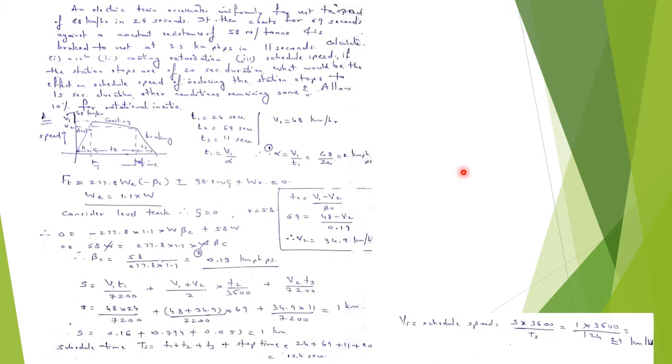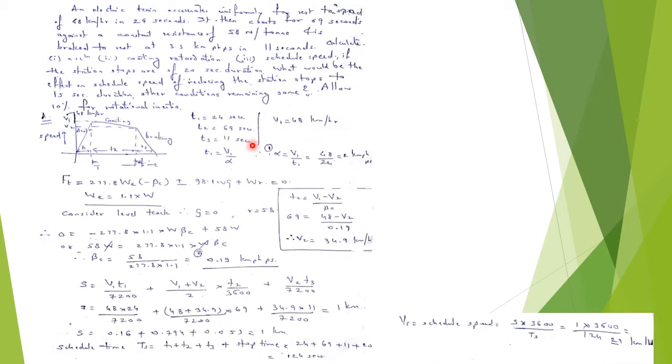I have tried to solve the problem here on the quadrilateral speed time curve. So if you go through the numerical, you will find that the time required for acceleration is given as 24 seconds, time required for coasting is given as 69 seconds, time required for braking is given as 11 seconds. The V1, the speed at the end of acceleration, is given as 48 kilometers per hour.